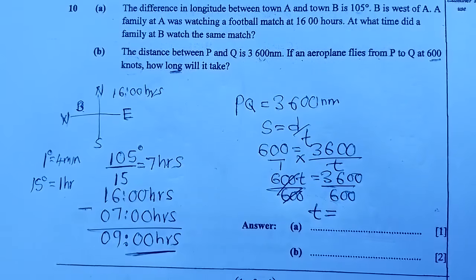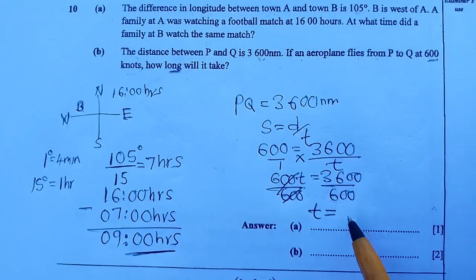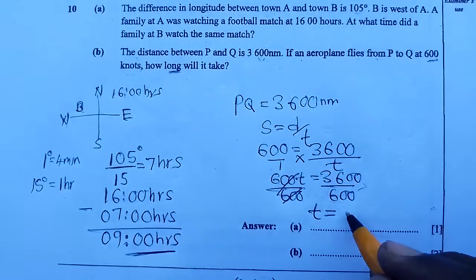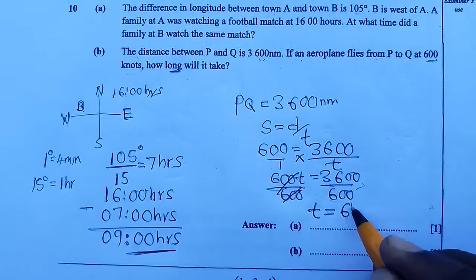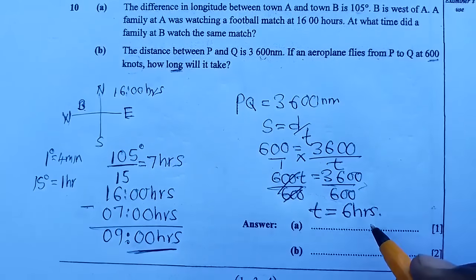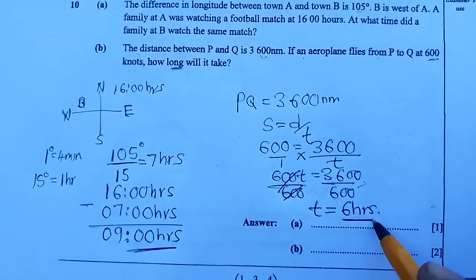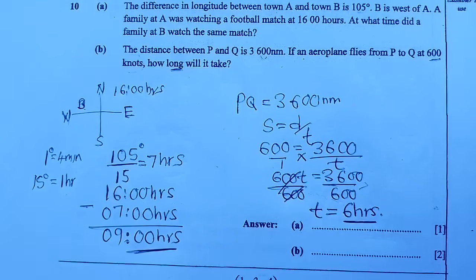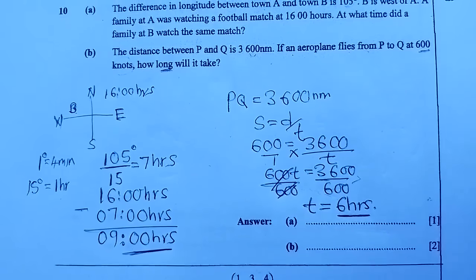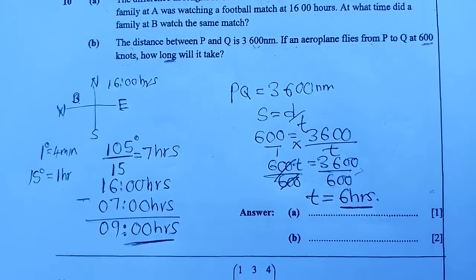So t will be equal to 3600 divided by 600. What are you going to get? So 600 can go into 3600 6 times. So this is 6 hours. Say 6 hours. So this is your answer. This is how you need to work out that, that's how you need to answer this. We move to the other question.